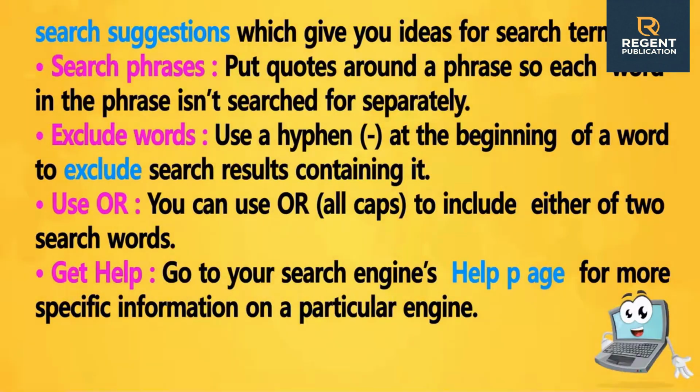Exclude words. Use a hyphen at the beginning of a word to exclude search results containing it. Use OR. You can use OR, in all caps, to include either of two search words. Get help. Go to your search engine's help page for more specific information on a particular engine.